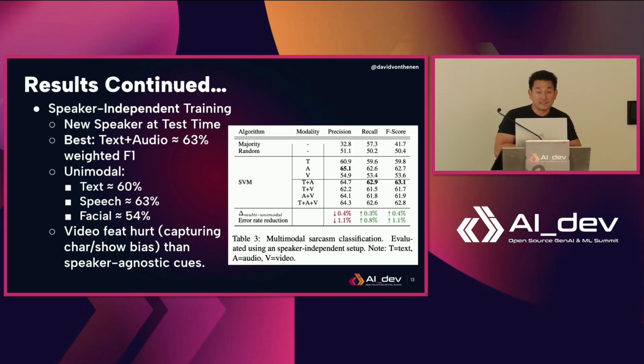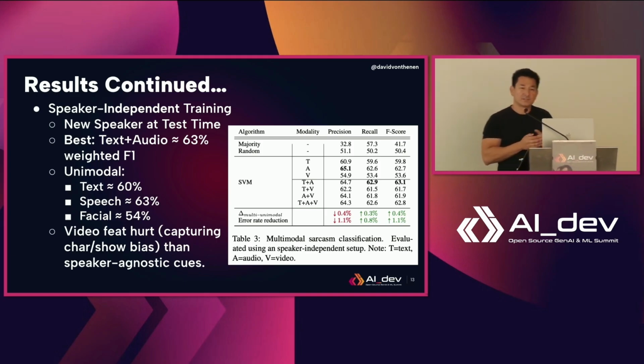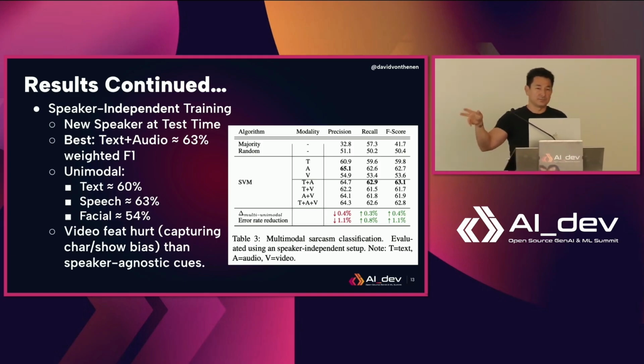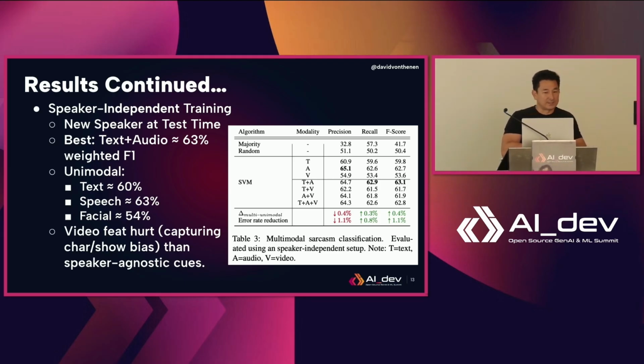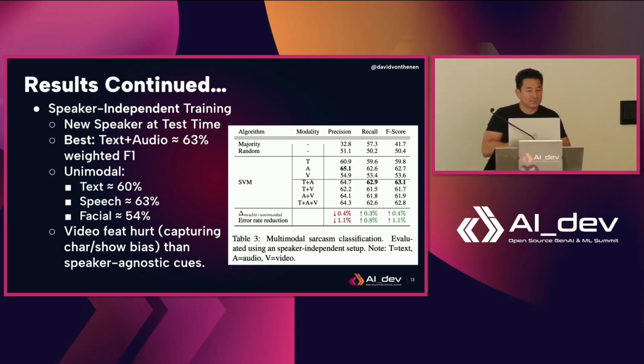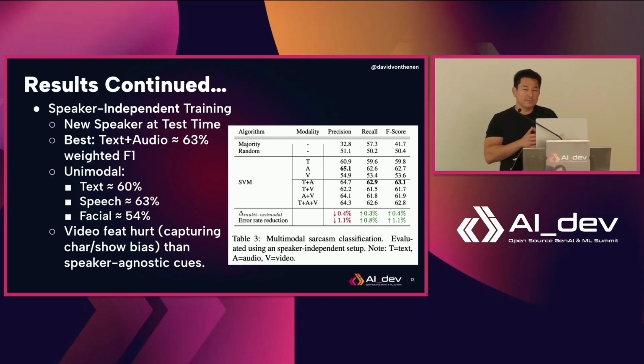So for their independent training, this is using new speaker information or data to actually run the test and validate if their model was any good or not. And so they combined text and audio, and they got a 63% accuracy rate, weighted F1. In the individual models themselves, text was 60%, speech was 63%, and facial was 54%.